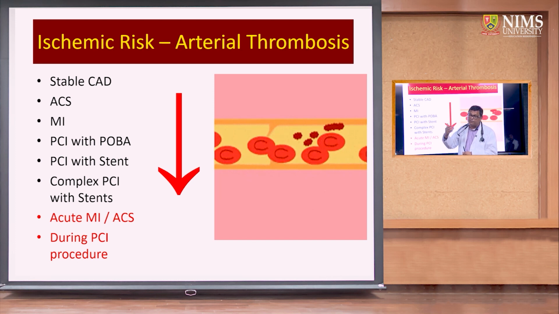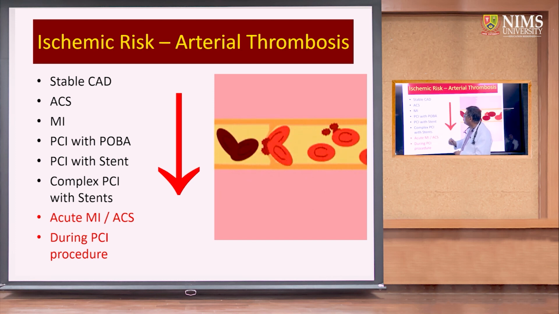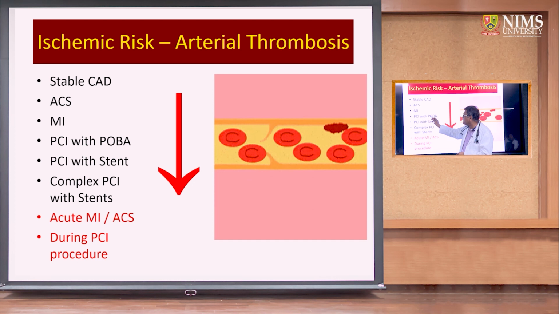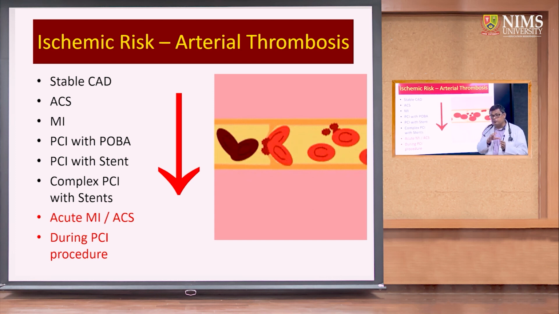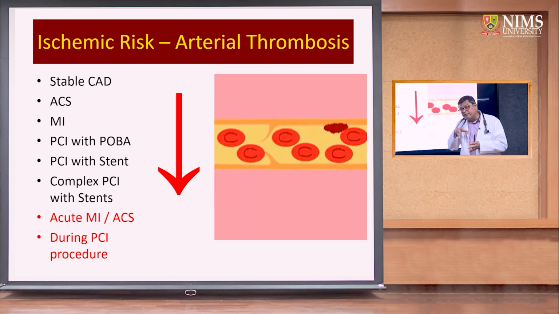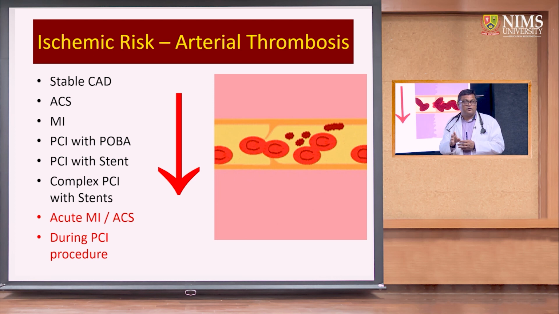You might want to use a prasugrel or ticagrelor. If you are using PCI with a stent, PCI with POBA, then use a more potent agent. If you are putting in a stent, then not only do you use these two agents, but you may even start heparin.